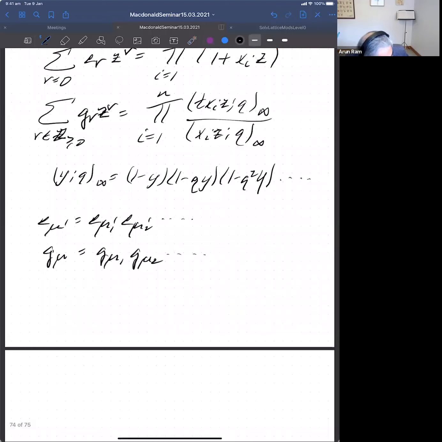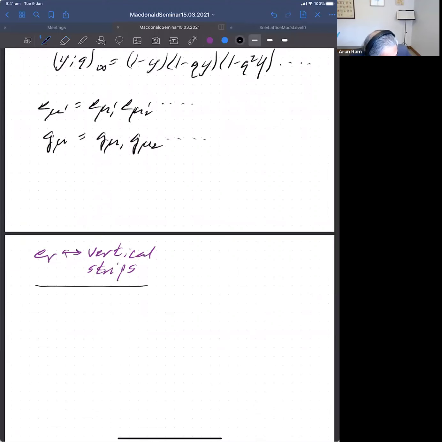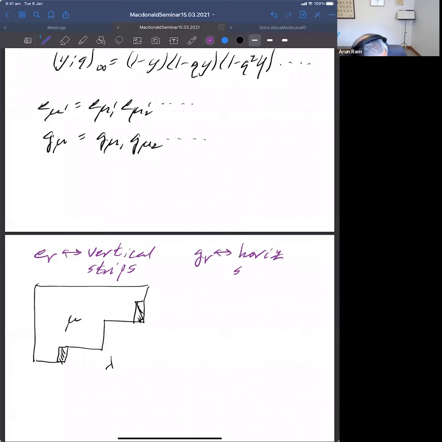Okay, so the E's correspond to vertical strips. So it's just like we had before, except that now the strip is this way, forming a vertical instead of horizontal. So the G_r's correspond to horizontal strips, which we talked about already, which are like this, some horizontal strip with the mu and lambda.